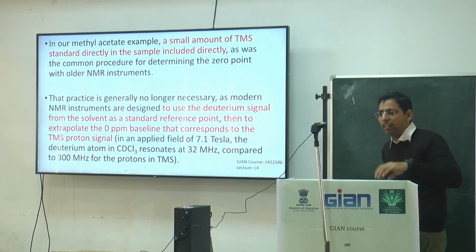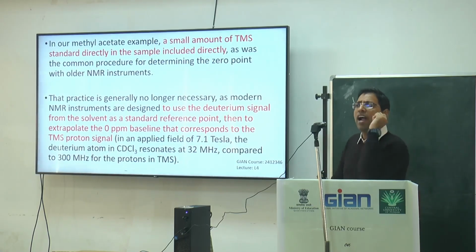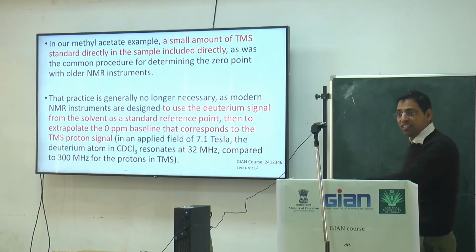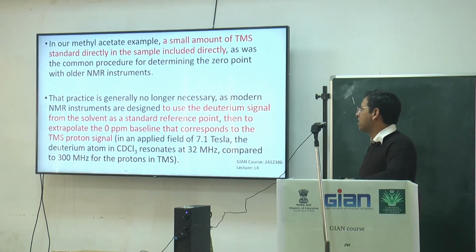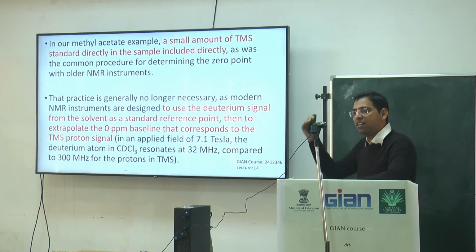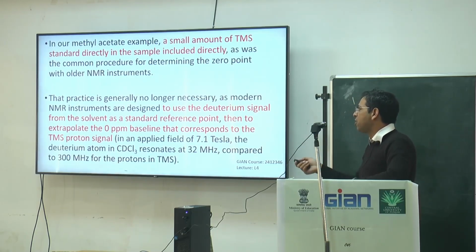Whatever sample you take, you have to add a little bit of TMS, and you have to set that TMS peak as the 0 point. Now, this practice is generally no longer necessary. In modern NMR, they automatically use the deuterium signal from the solvent as a standard. So TMS you don't need now. The deuterium solvent already comes at the 0 reference point, and you use that reference point as the 0 baseline corresponding to the TMS proton signal.